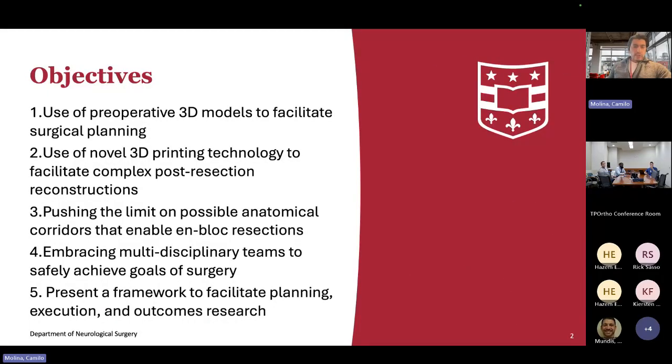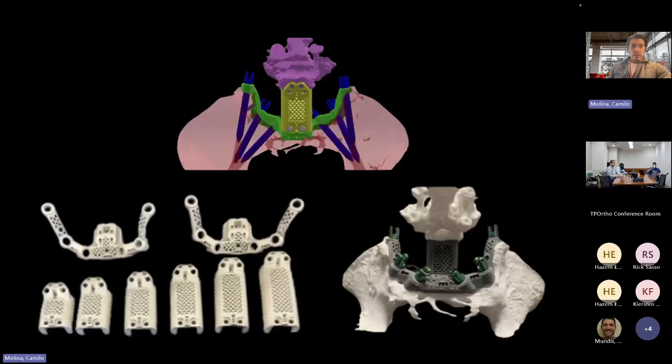So the objectives of this talk, I'm going to introduce to you guys how critical it is to use modern 3D printing technology, not just to plan the surgeries, but to execute the surgeries. And then we're going to talk about a novel classification system that I am hopeful will help us not only teach these surgeries, but study these surgeries so that we can maybe one day come to a consensus as to when it makes sense or not to offer these surgeries to patients. So let's get started with 3D printing.